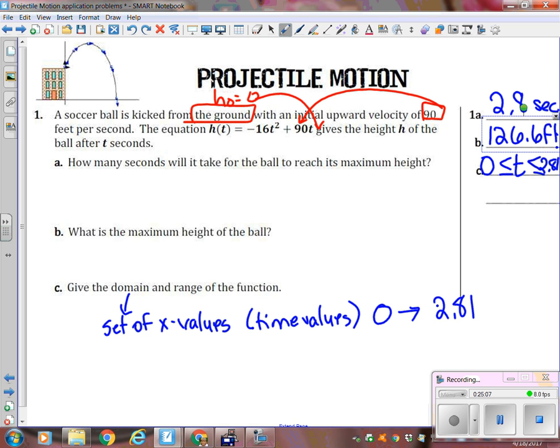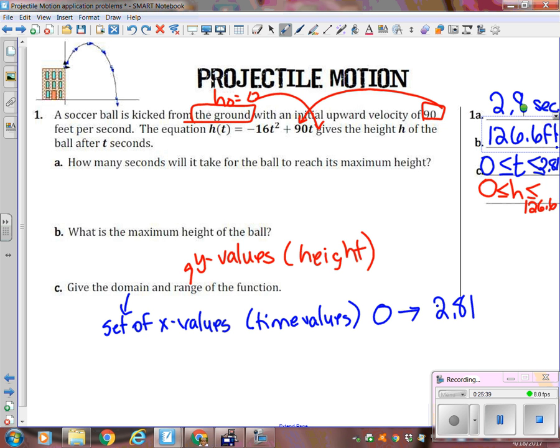Everybody good? All right. So range would be what? Range is the set of all the y values, but in our example, the y values are the height numbers. So we're going to put an h in the middle. Backwards, backwards. What's the lowest height? The tallest height. 0. 126.6. Can it have an equals? Yes, it is exactly on the ground, and it is exactly at 126.6.